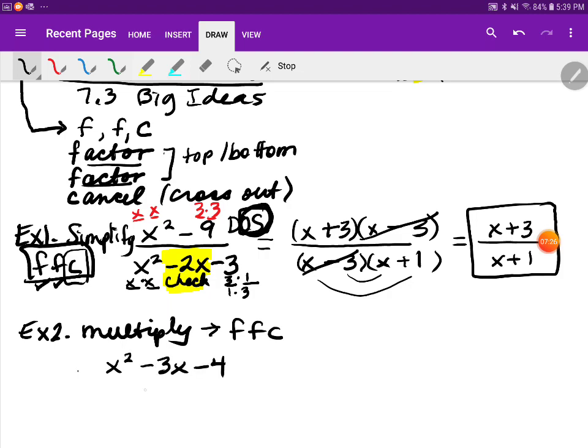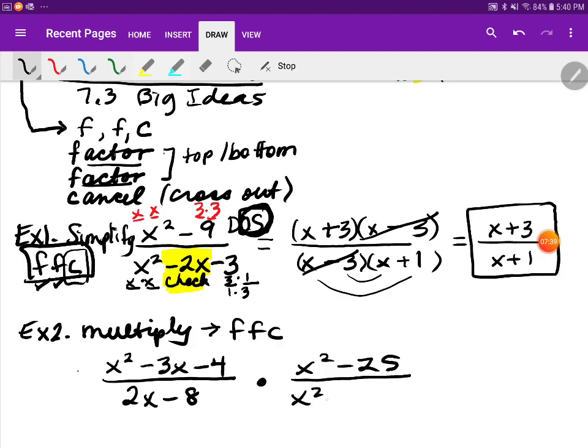So here's another example. So this is example 2, and this one says multiply. 2x minus 8 times x squared minus 25 divided by x squared minus 6x plus 5. So if I see the multiply, I do FFC. If I see the word simplify with an algebra fraction, I do FFC.